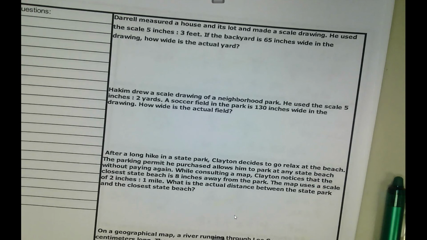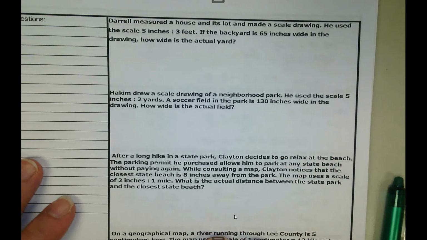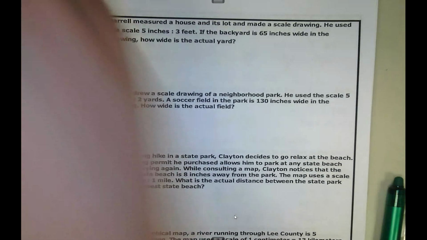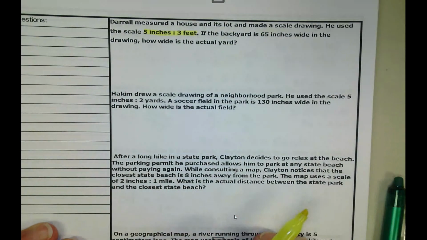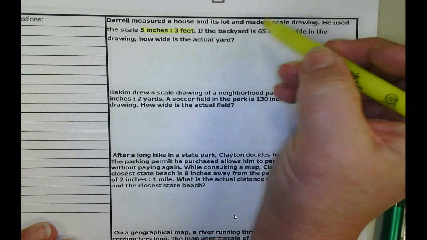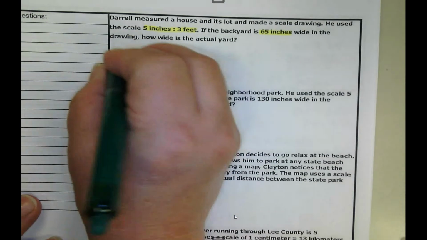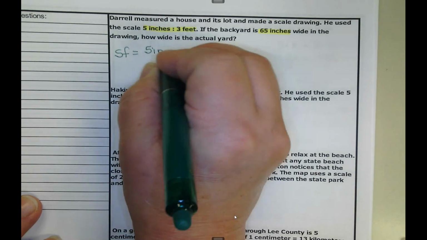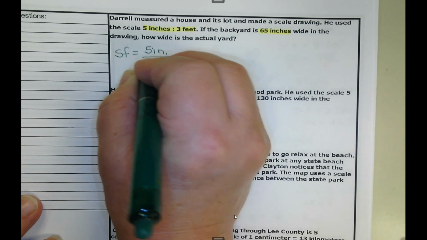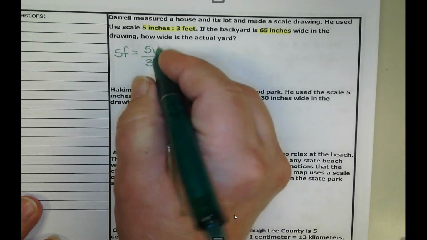Daryl measured a house and its lot and made a scale drawing. If you become an architect, this is what you would do. He used a scale of 5 inches is equal to 3 feet. So if the backyard is 65 inches wide in the drawing, how big is the actual yard? So for our scale factor, 5 inches over 3 feet. Now to scale the length, we use that 5 over 3.